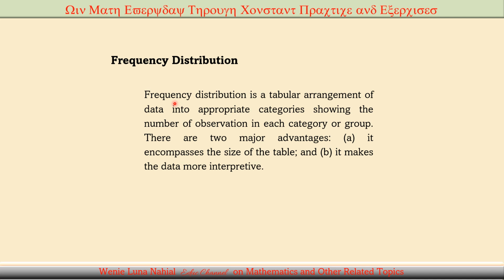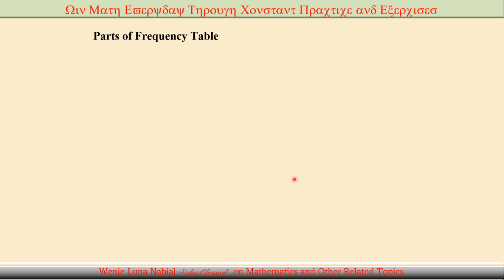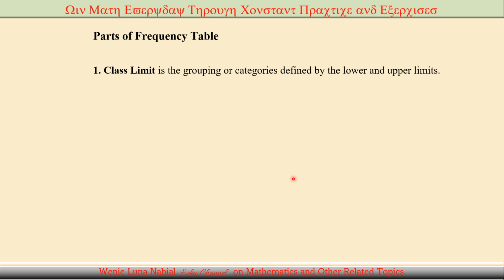Frequency distribution is a tabular arrangement of data into appropriate categories, showing the number of observations in each category or group. There are two major advantages. It condenses the size of the table and it makes the data more interpretable. Then let's have the parts of a frequency table. We have class limit. What is this about? It is the grouping or categories defined by the lower and the upper limit.